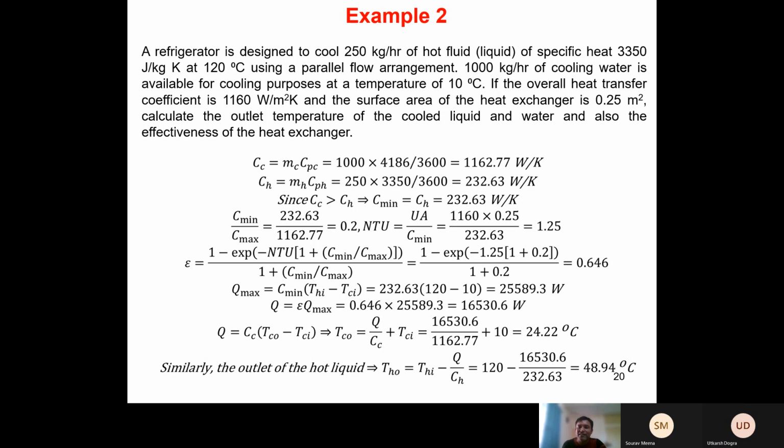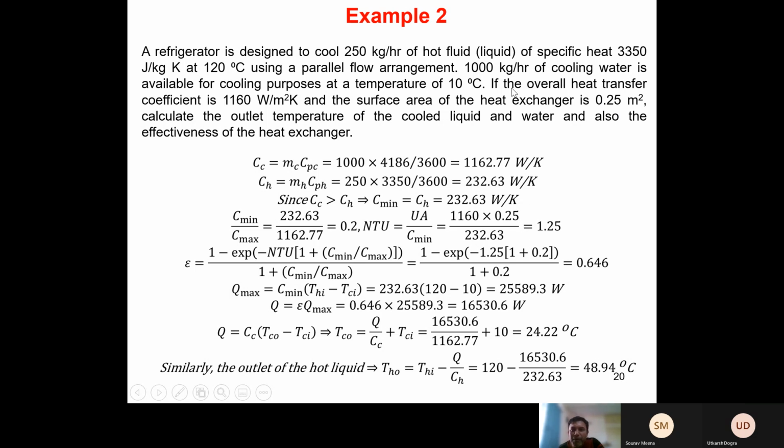CH is Cmin, isn't it? So now we can calculate Cmin by Cmax ratio directly. This 232 divided by this ratio we have calculated. NTU also we can calculate. NTU is what? UA by Cmin. Cmin we already know, this CH is a Cmin. And U is already given. U is given as 1160. Area is also given. So UA by Cmin we have calculated.